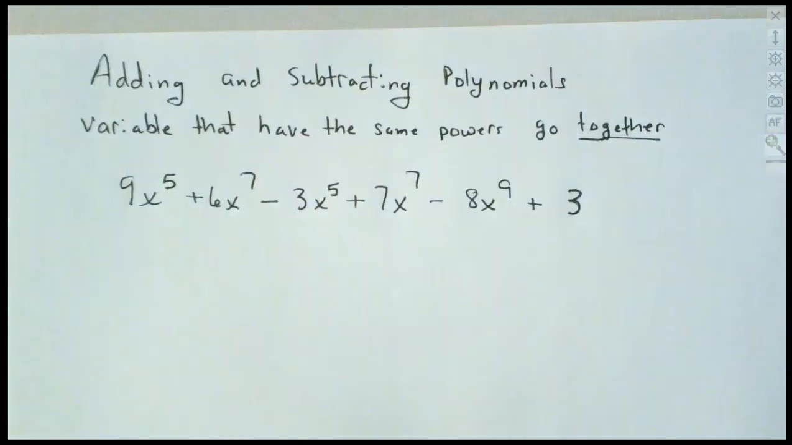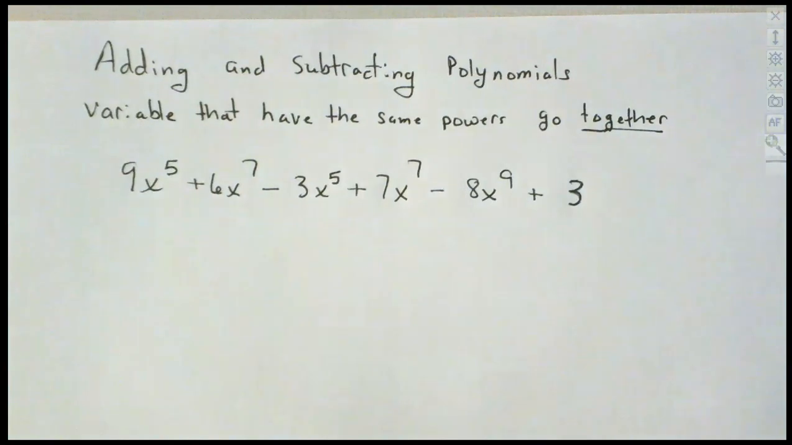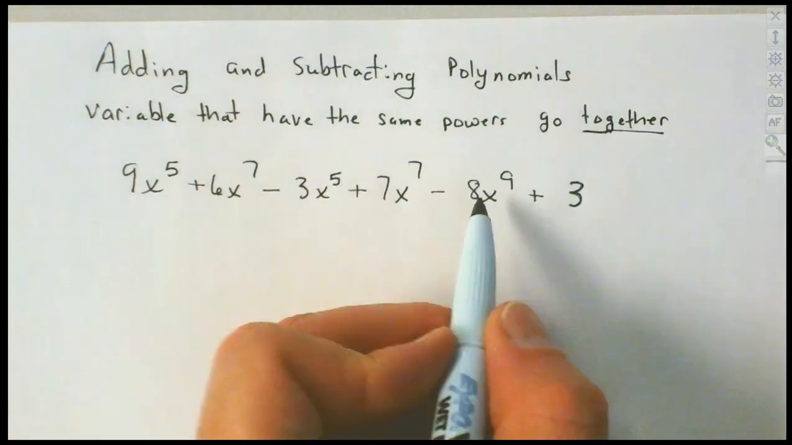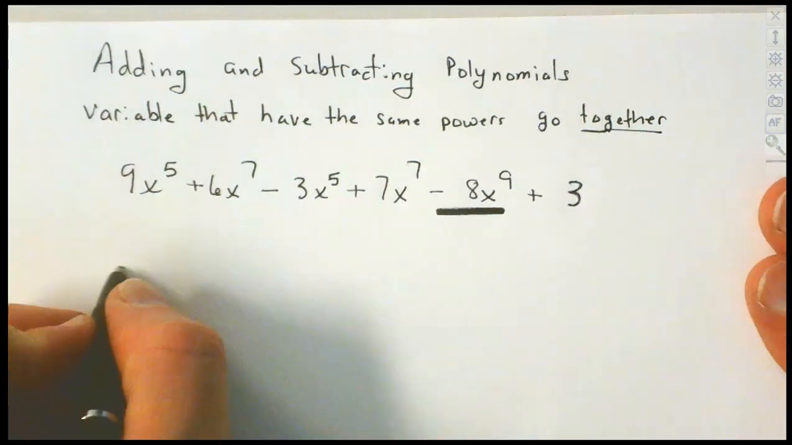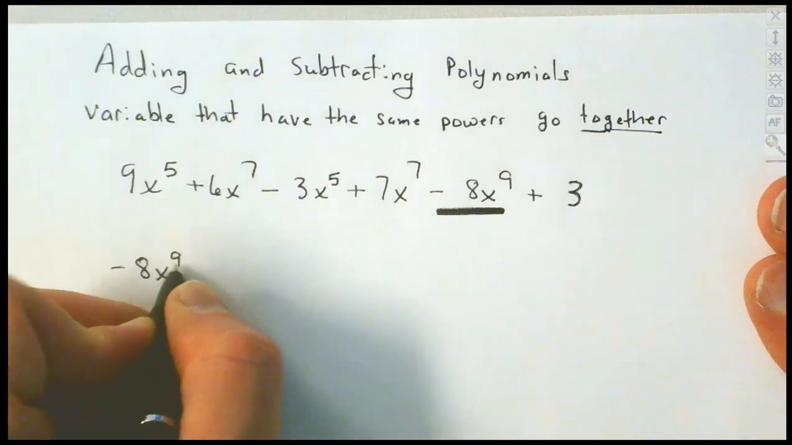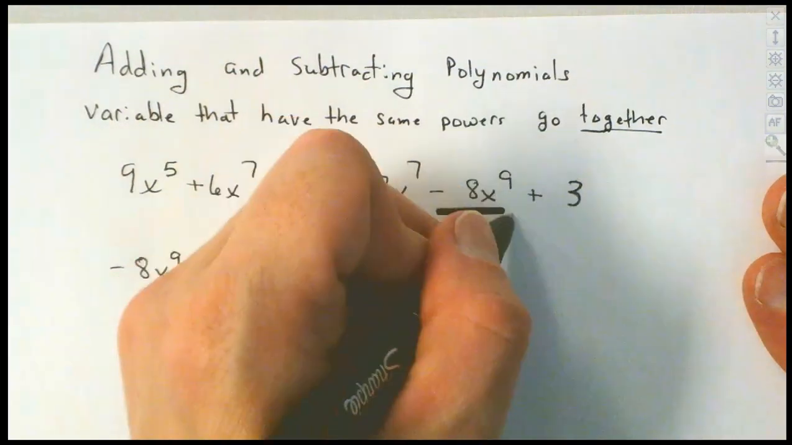So this is just a polynomial, and we want to add these together. We want to combine like terms and simplify this down as much as we possibly can. And we always write the highest power first. So what do we have here? Well, it looks like we have an x to the 9th, and that's our largest one, so it's going to go first. So we have a minus 8x to the 9th. So we're done with that one.